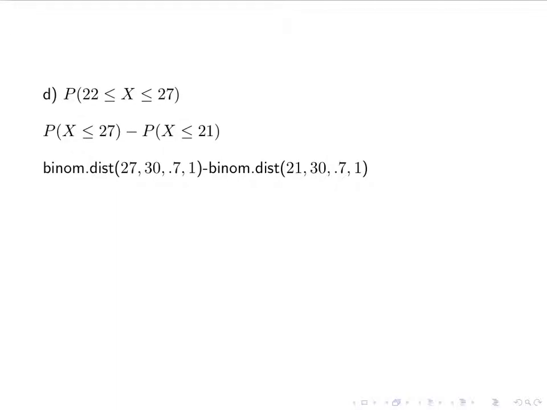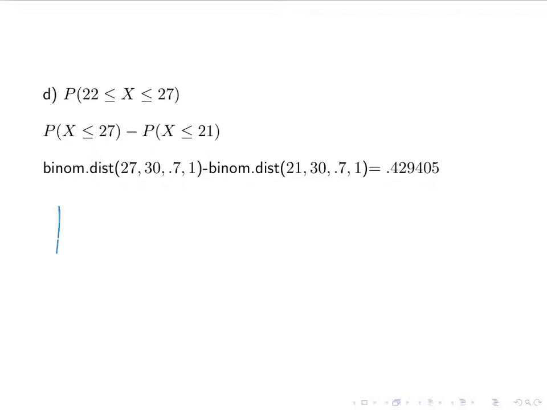Plugging those into Excel looks like the following. Binom.dist 27, 30, 0.7 minus binom.dist 21, 30, 0.7. So remember, this has to be x minus 1. I don't want to get rid of the 22 because x can be equal to 22. So I only want to get rid of 0 to 21. And if I plug that into the calculator, I get 0.429405.